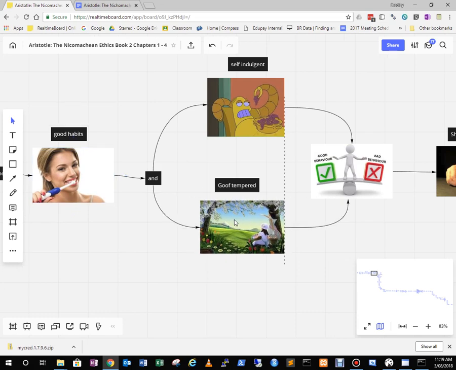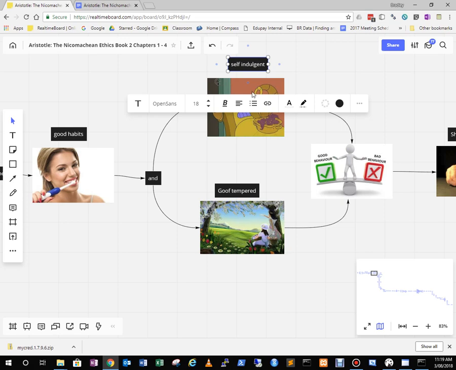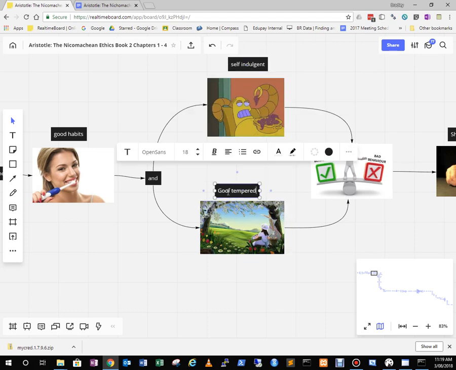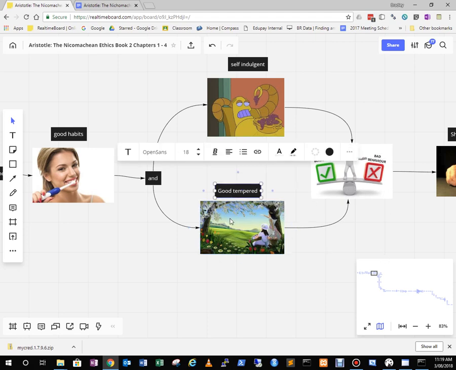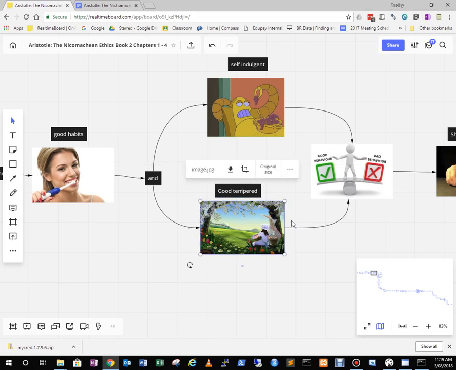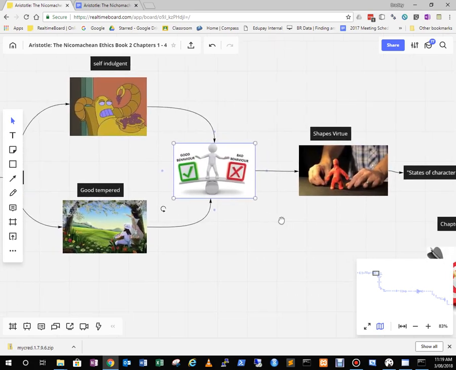So if we look at what would be a bad habit in relation to our self-restraint, which we're going to call temperance, being self-indulgent would obviously be a bad behavior that would destroy our internal state of virtue. But being good-tempered, which means really thinking about what will produce pleasure and experiencing some kind of content, pleasure, and restraining yourself, would lead to a good habit. And those good habits would then allow you to acquire a state of virtue. Okay? That's just an example.